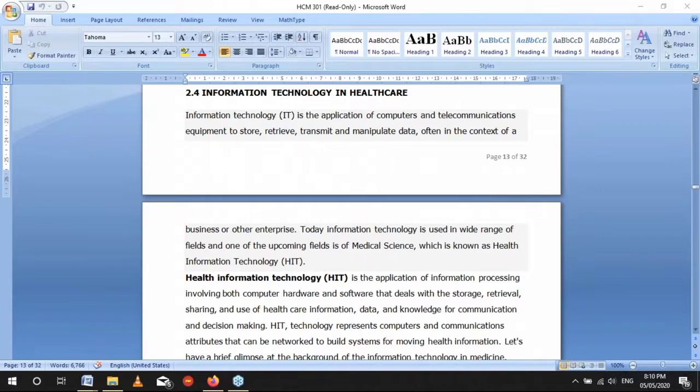Managed healthcare is a method of organizing healthcare providers to achieve the goals of controlling healthcare costs and managing care and quality of care.